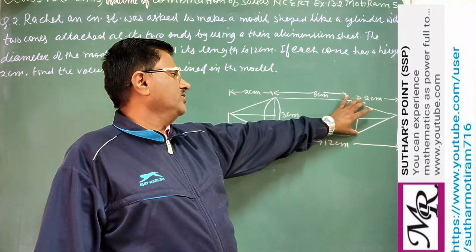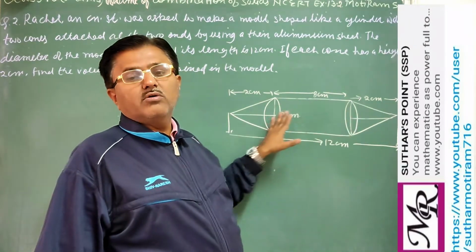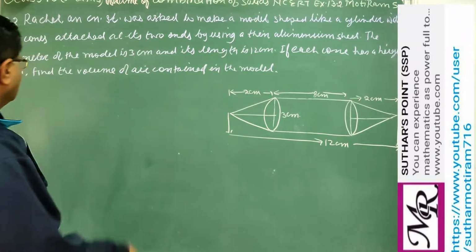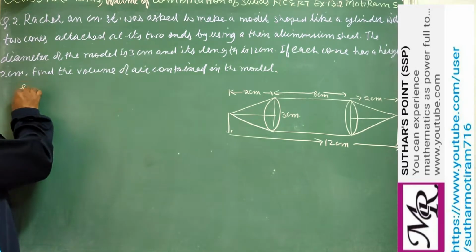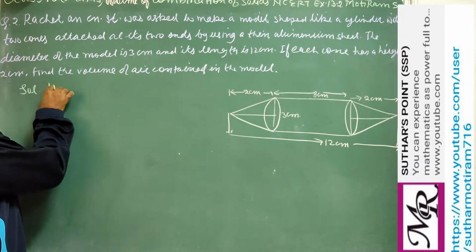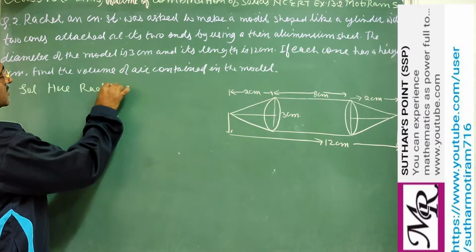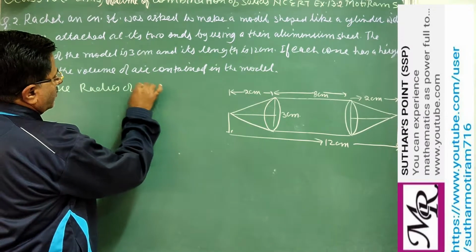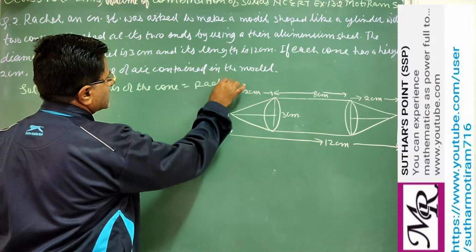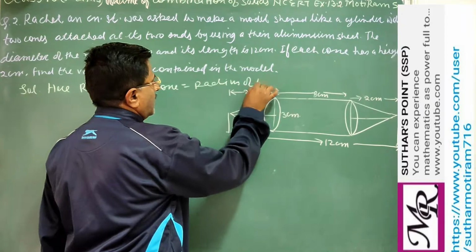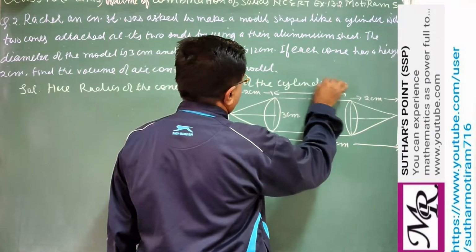So volume of the figure is volume of the cylinder plus volume of the two cones. So we write the dimensions as given. So you can write in solution here, radius of the cone, that is same as radius of the cylinder. Both are equal.